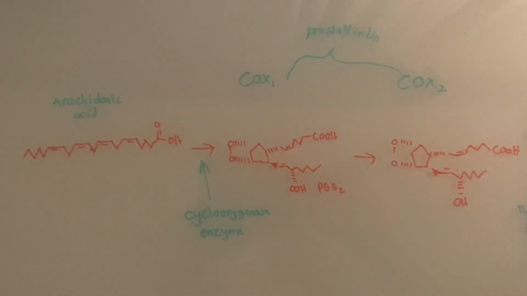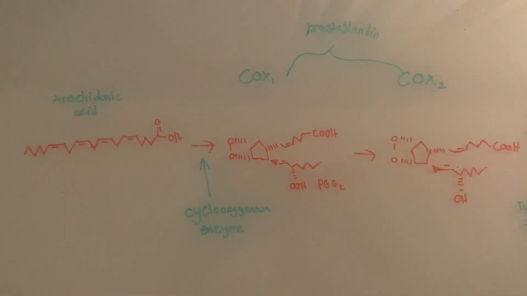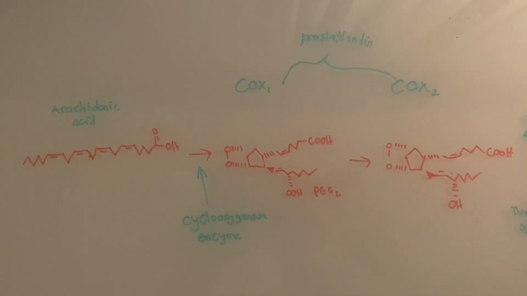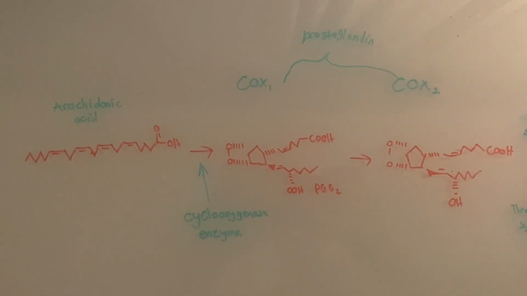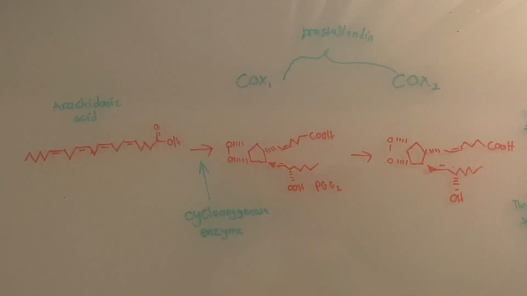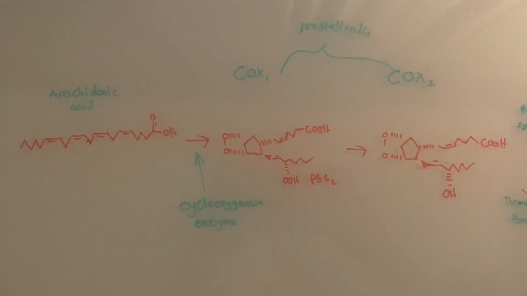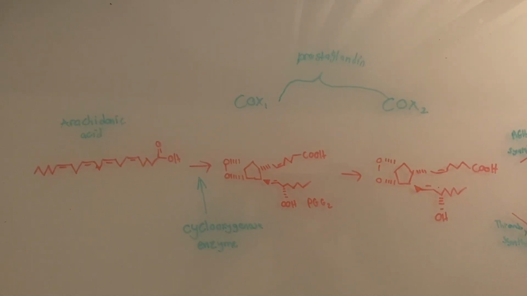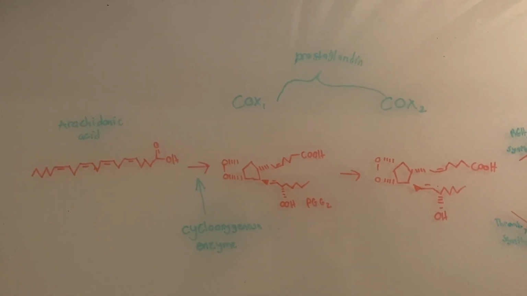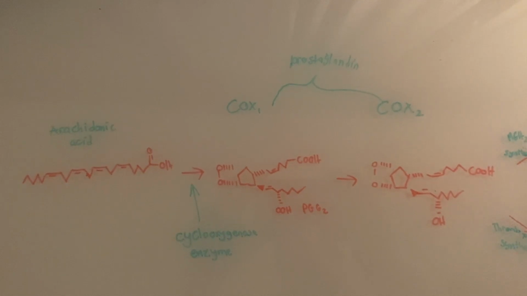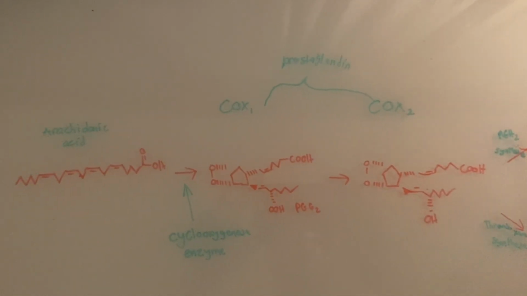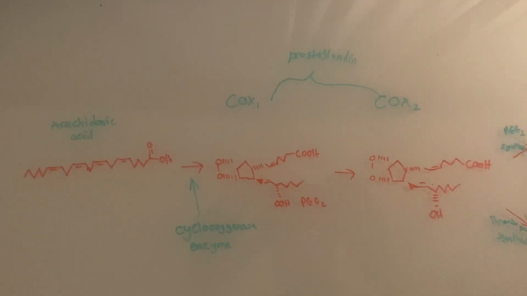Hello. For this video, I'm going to be talking about how aspirin works as both a drug and the more technical ways of how it inhibits some physiological reactions. Aspirin is a non-steroidal anti-inflammatory drug that inhibits the activity of cyclooxygenase enzymes, also known as the COX enzymes.